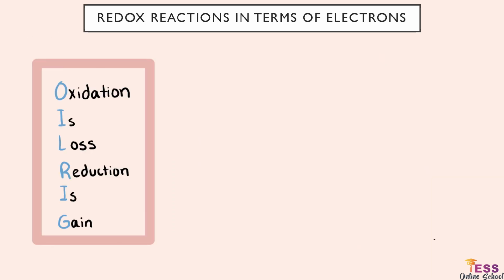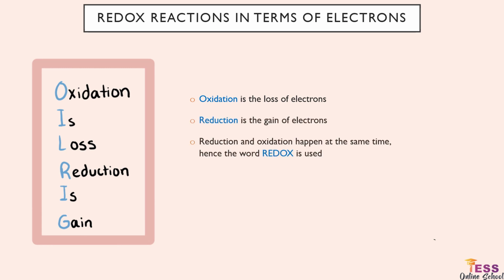Now let's look at redox reactions in terms of electrons. Firstly, remember this acronym that oxidation is loss, reduction is gain, i.e. OIL RIG. This refers to the idea that oxidation is the loss of electrons and reduction is the gain of electrons. Reduction and oxidation can happen simultaneously, hence why we can use redox reactions as an abbreviation.